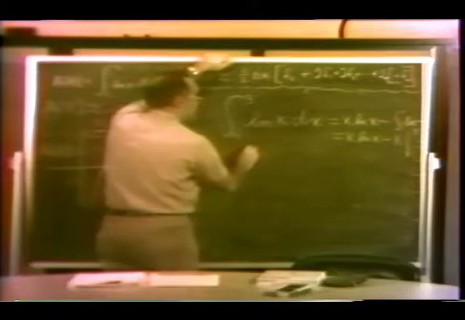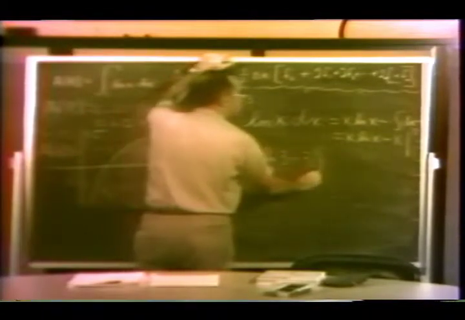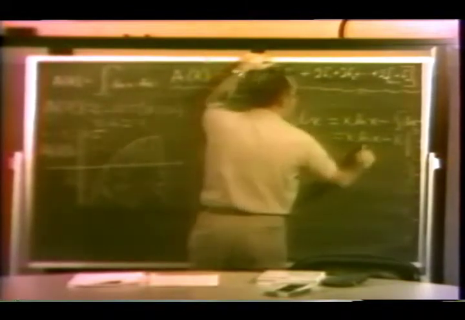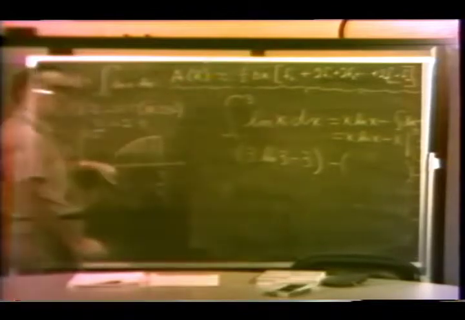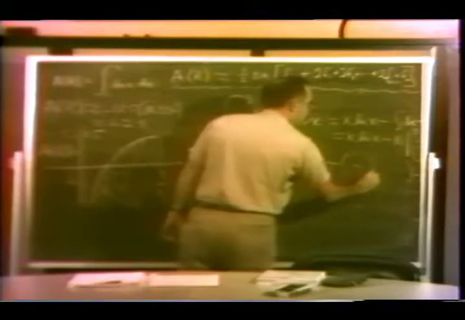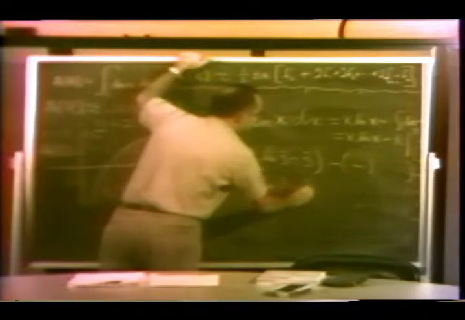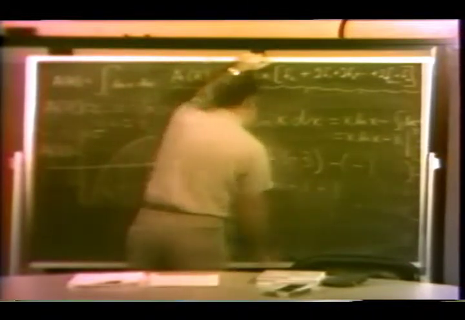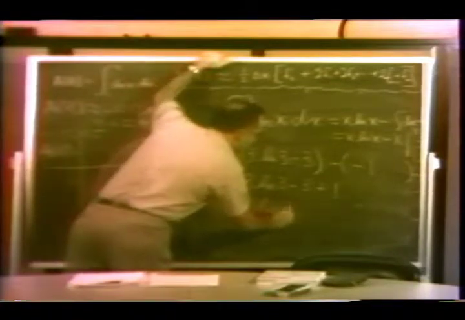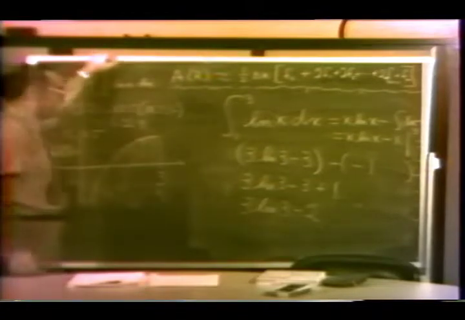Evaluated from 1 to 3. 3 gives you, for the upper value, 3 logarithm of 3 minus 3. Subtract from that the value at the lower limit. Logarithm of 1 we recently found out is 0, so that drops out here, and we have a minus 1 in here. So we have 3 logarithm of 3 minus 3 plus 1, or, quick calculation, 3 logarithm of 3 minus 2. And you guessed it, 1.30.